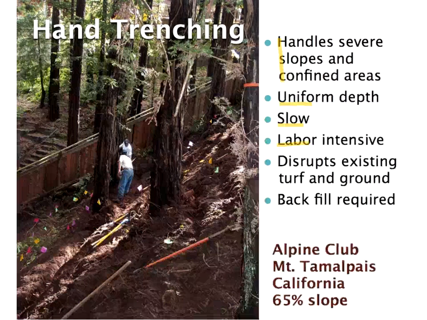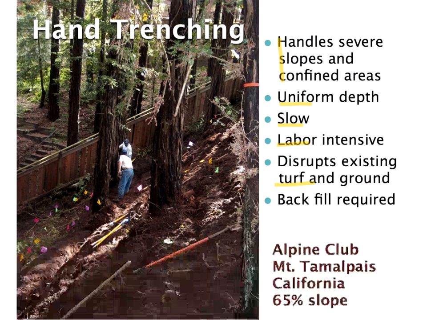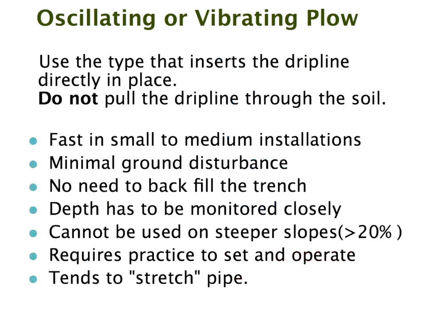It's slow. It's labor intensive. It disrupts the turf and ground more because you're building a trench instead of just a cut in the soil, and obviously you have to backfill. Okay. But it works. The oscillating or vibratory plow.